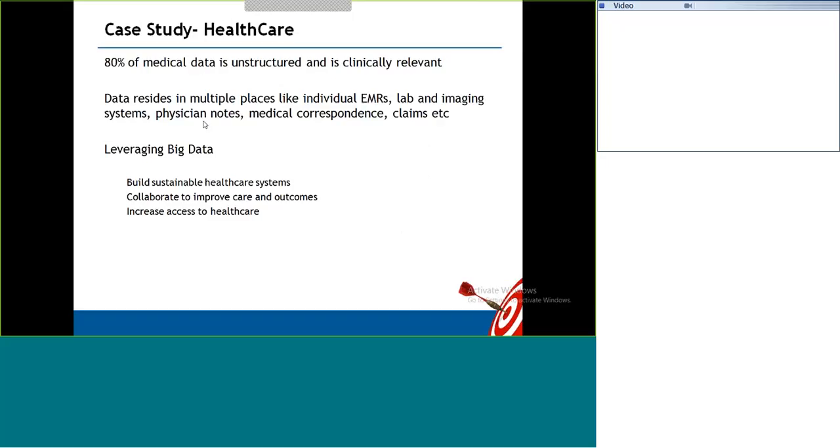Okay, so if you use all this data, which is generated from different sources like this, you can replace an experienced doctor also. Because you are analyzing years' worth of data, different patients' data, different kinds of data, so that you can come up with good decisions. Okay, leveraging big data, what are the outcomes? Build sustainable healthcare systems, collaborate to improve care and outcomes, and then increase access to healthcare. These are the outcomes of applying big data analytics on healthcare data.